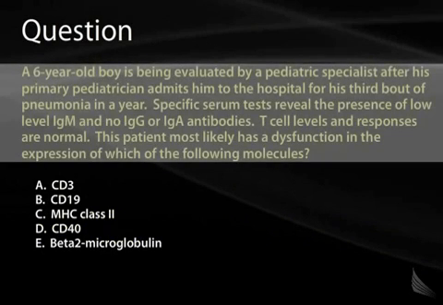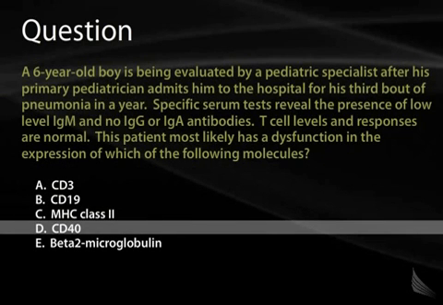So here we have a question. A 6-year-old boy is being evaluated by a pediatric specialist after his primary pediatrician admits him to the hospital for his 3rd bout of pneumonia in a year. Specific serum tests reveal the presence of low-level IgM and no IgG or IgA antibodies. T cell levels and responses are normal. This patient most likely has a dysfunction in the expression of which of the following molecules? Is it A, CD3, B, CD19, C, MHC class II, D, CD40, or E, beta-2 microglobulin?